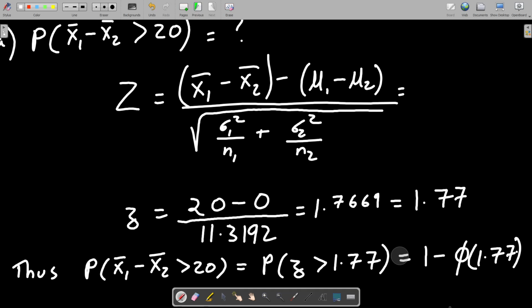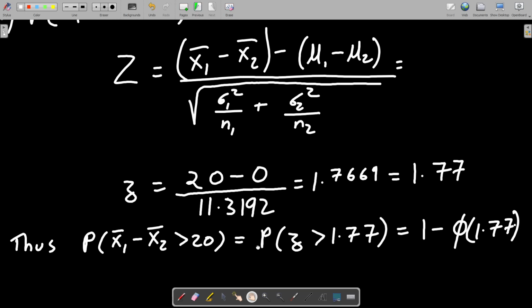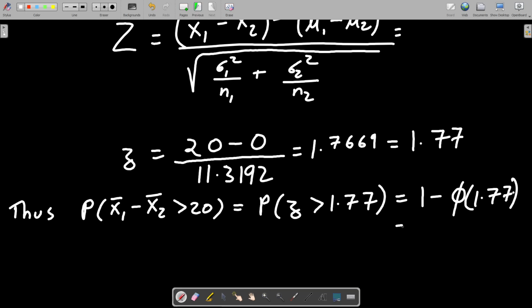Okay, done. I'll go to the table. Actually, I'll refer to the table from my book only. 1.77 gives 0.9616. One minus 0.9616 gives 0.0384.